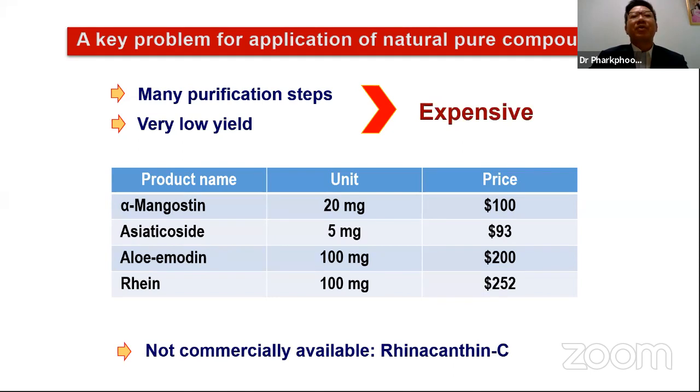And also some pure compounds, for example, Lycanthin C from Lycanthus nasutus, which has antifungal or antimicrobial activity, are not commercially available nowadays. So if you would like to use this compound, you have to purify it yourself. And when you purify this compound, you will get a very small yield, and also the price will be expensive. So how to develop herbal products or phytomedicine?